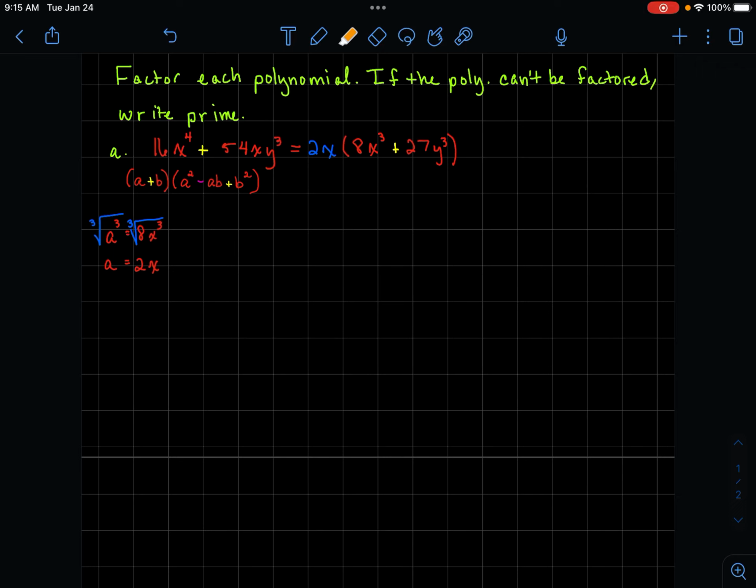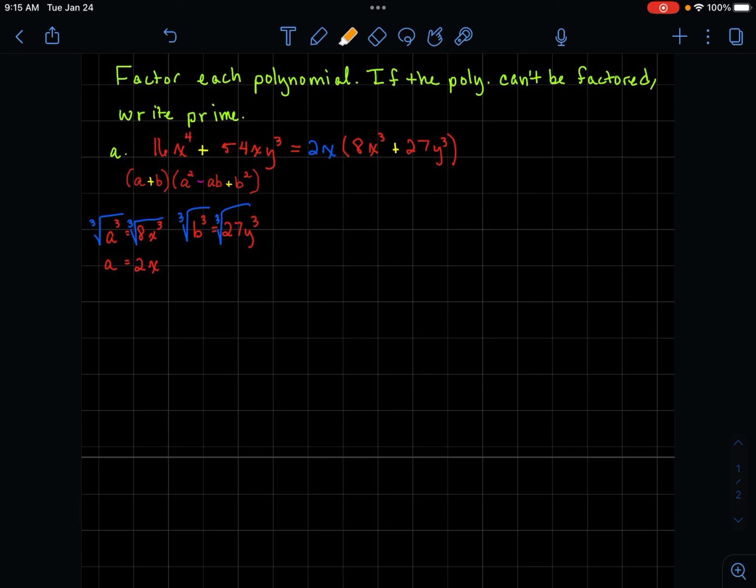Well, that's 2 times 2 times 2, so the cube root of 8 is 2. And we can also find this by typing it into our calculator. The cube root will cancel out the third power on the x, so a is just 2x. Do the same thing for b to the third power. b to the third would equal 27y to the third.